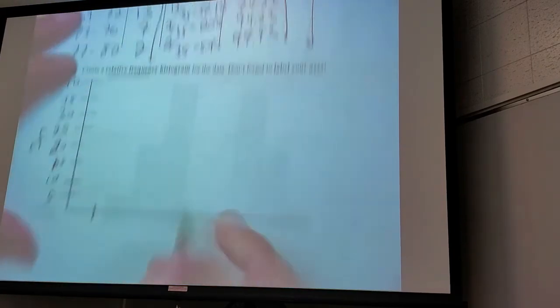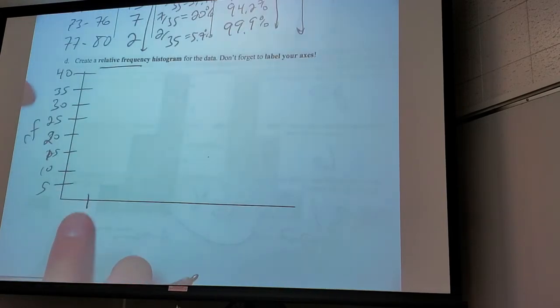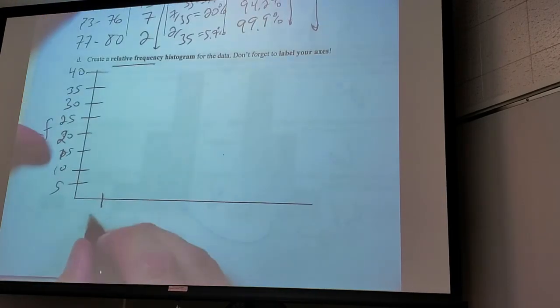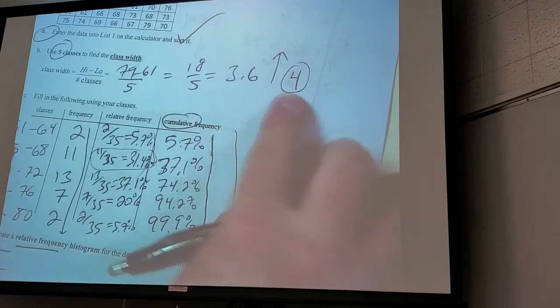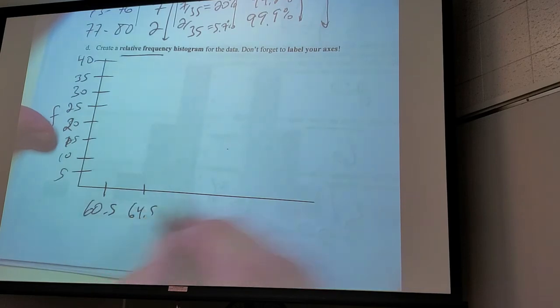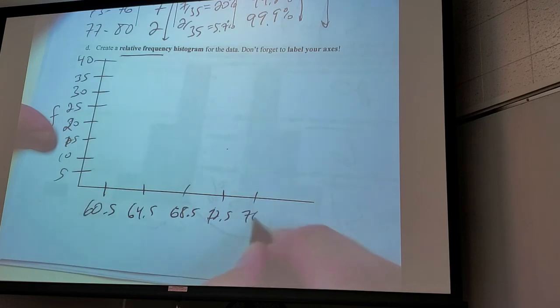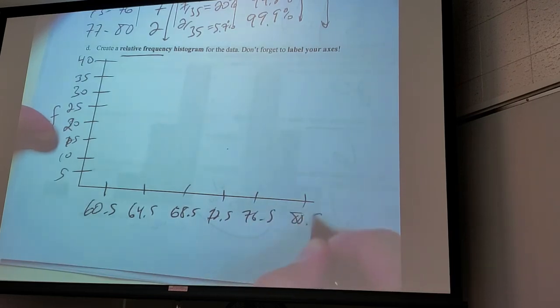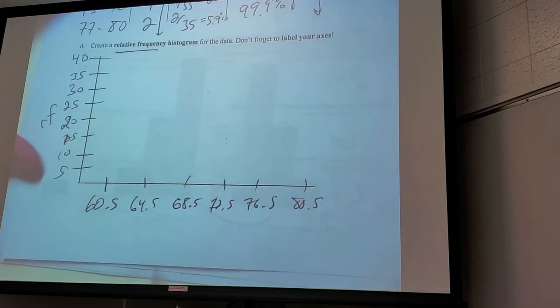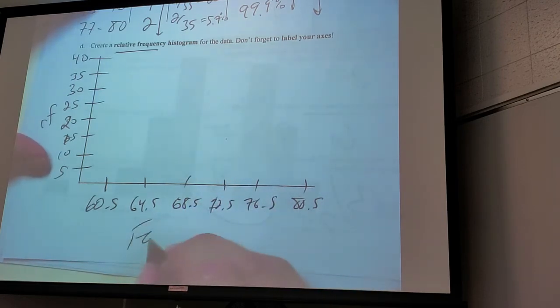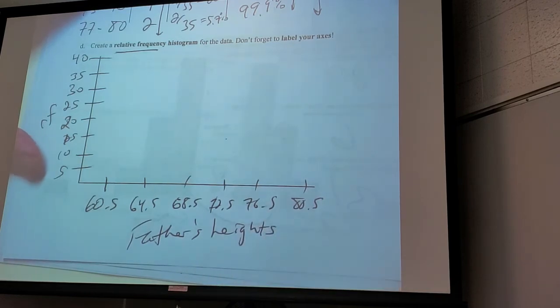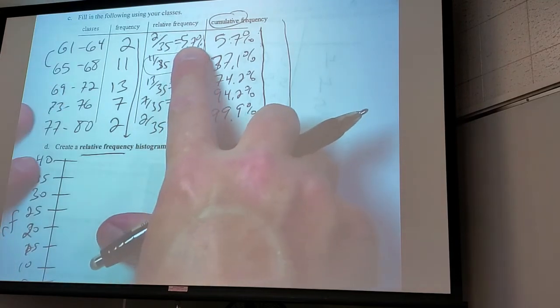Down here, now is where what shows up? The 0.5. Yes, 0.5 down, 60.5. And then I can just go by fours. 64.5, 68.5. We got it. Now, what is this? Father's heights. And then you just gotta make the height for each bar.